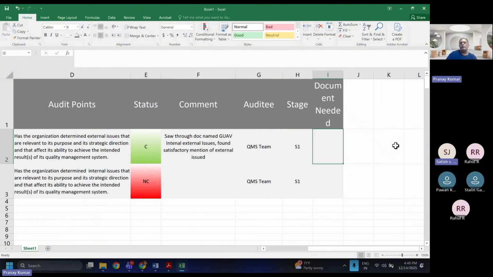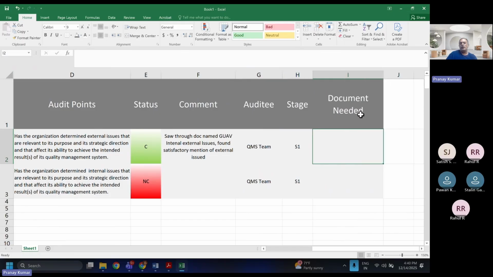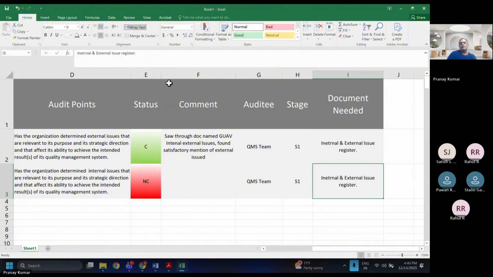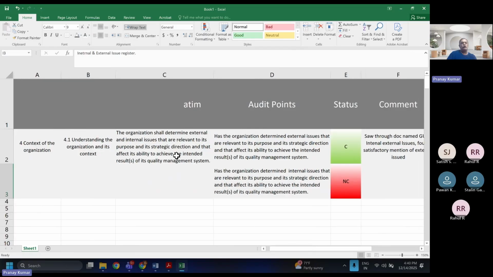And just in case you are implementing, what do we need? We need internal, external issue register. We are good so far, people? Yeah.